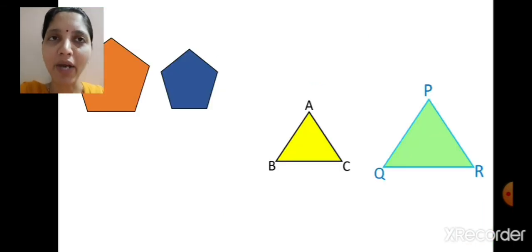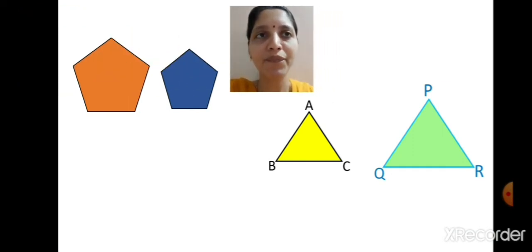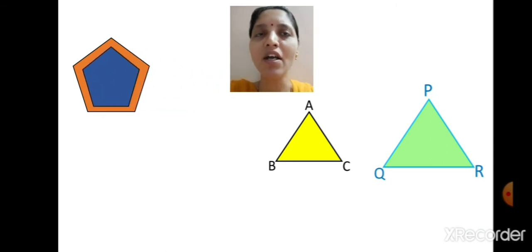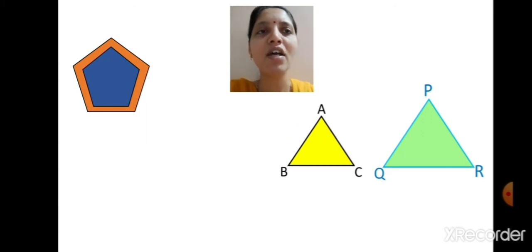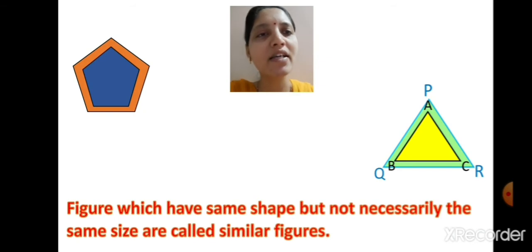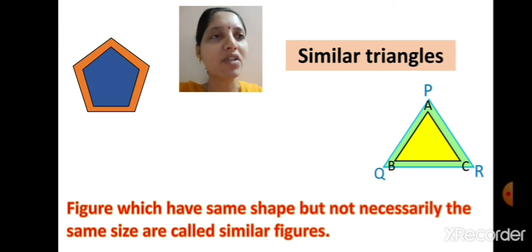Now, before starting with Practice Set, let's first understand the meaning of similar figures. Here I have shown you two figures. If I place one figure on the other, you will see that the shape of these figures is the same but the size is different. Such figures, which have the same shape but different size, are called similar figures. And if those figures are triangles, then you can say that these triangles are similar triangles. Now this similarity is shown by this symbol.